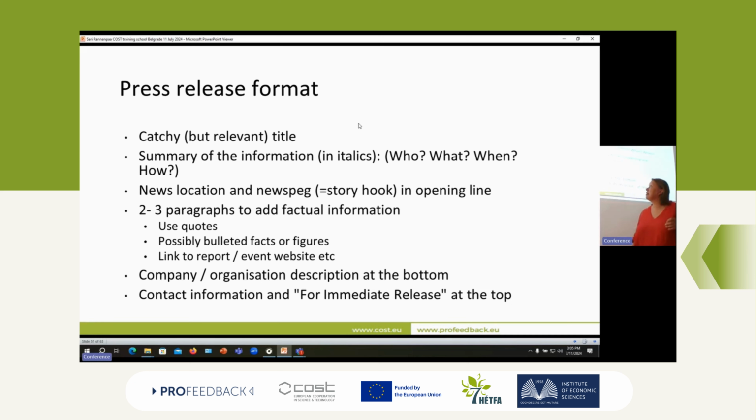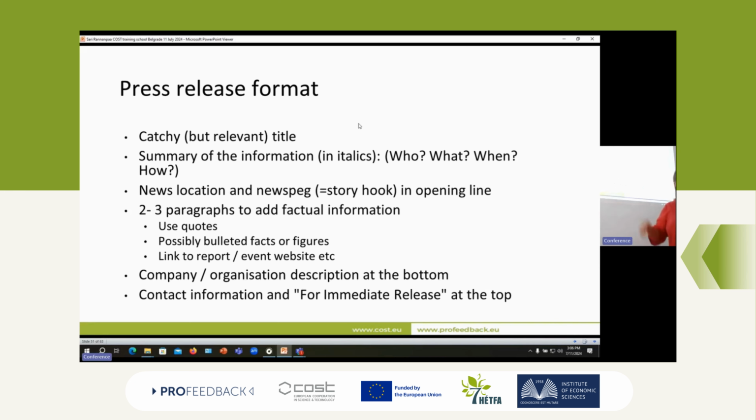So the format is like this. It has a catchy but relevant title. So what would I say? Money not well spent, the story of the regional development funding, or something like this. And then we would summarize the main findings, and then we give the factual information. So like, the evaluation conducted by company X finds that the regional development funding has mainly been used to fund the lifestyle of the program manager, or something like that.